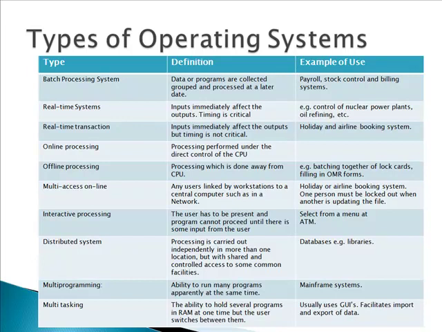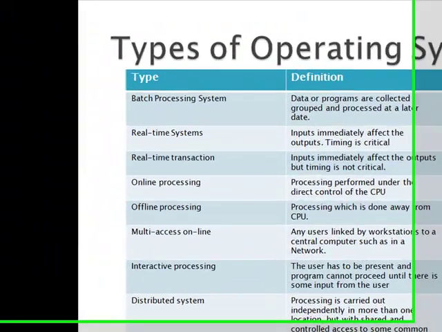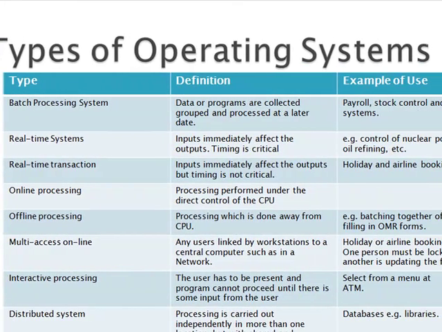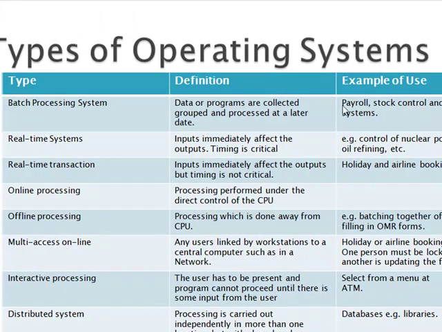The earliest operating system but still in use today, surprisingly, is the batch processing system. In the batch processing system, basically the data or programs are collected and grouped with similar functions or data types and processed at a later date. For example, a payroll system that calculates people's salary, stock control, and billing systems.